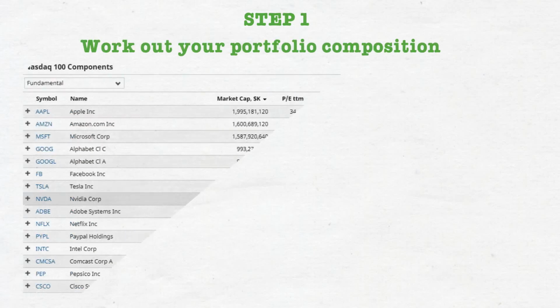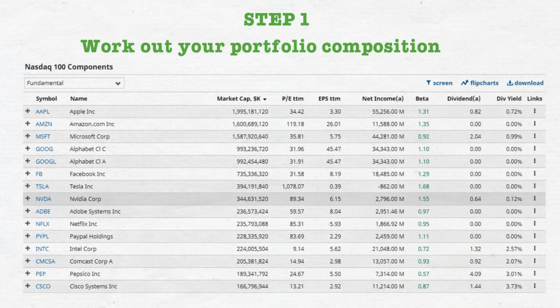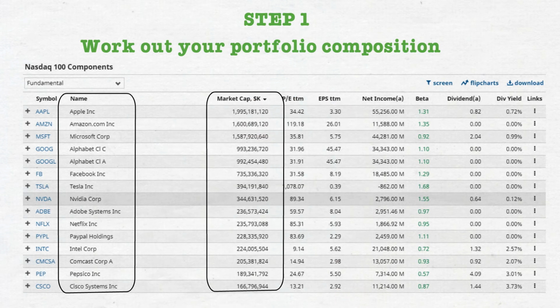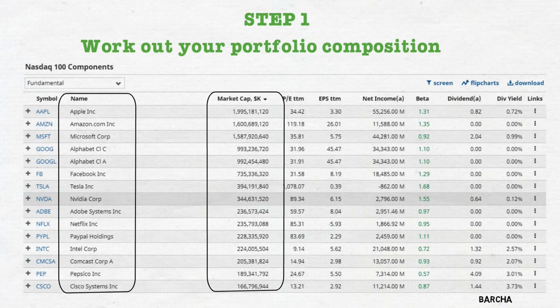Step 1. First of all, you need to work out your portfolio composition, that is, how much weight you want to have against each stock. So let's say you want to track the Nasdaq 50, meaning the top 50 Nasdaq shares by market cap. Therefore, you need the list of the top 50 shares as well as their respective market capitalization. One of the sites I found quite useful for this is Berkshire.com. Link is in the description below.